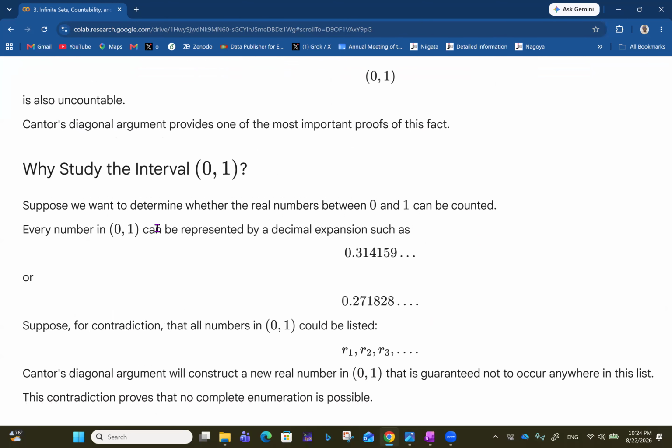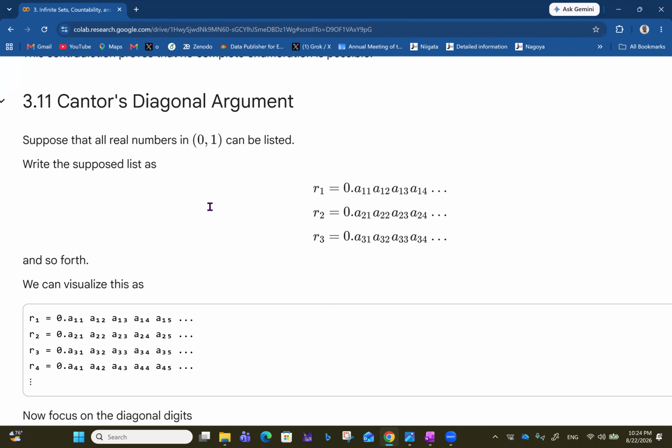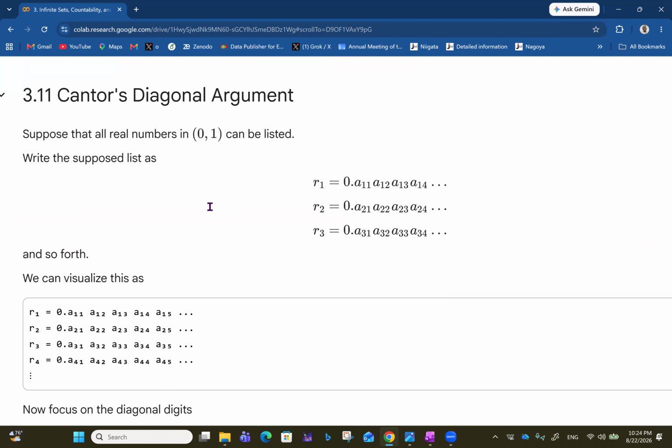Suppose we want to determine whether the real numbers between 0 and 1 can be counted. Every number in 0, 1 can be represented by a decimal expansion, such as 0.314159 or 0.271828. Suppose for contradiction that all numbers in the open interval could be listed, like R1, R2, R3. So now we are trying to prove by contradiction. Cantor's diagonal argument will construct a new real number in 0, 1 that is guaranteed not to occur anywhere in this list. This contradiction proves that no complete enumeration is possible in the open interval 0, 1. And that takes us to the idea of Cantor's diagonal argument.